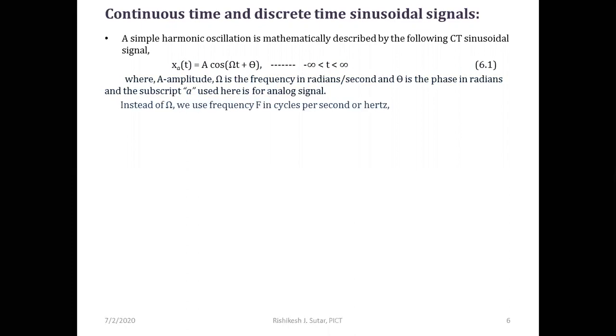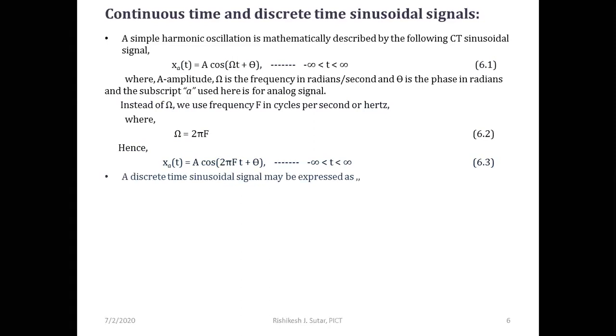Instead of omega, we can use the frequency capital F, generally expressed as cycles per second or hertz. So omega and capital F can be expressed as omega is equal to 2 pi F, and this relation, if I put in the expression 6.1, I can write the analog signal as x sub a of t is equal to A cosine of 2 pi capital F t plus theta, where t runs from minus infinity to plus infinity.